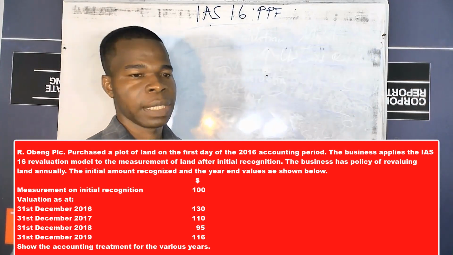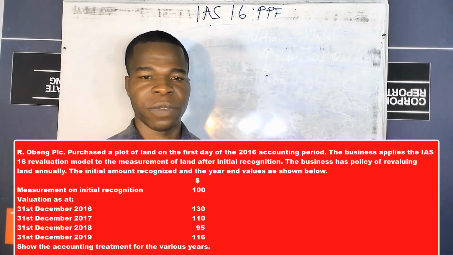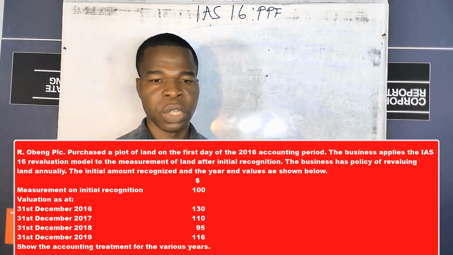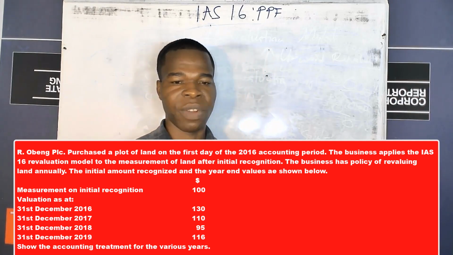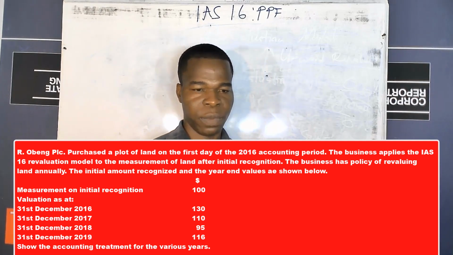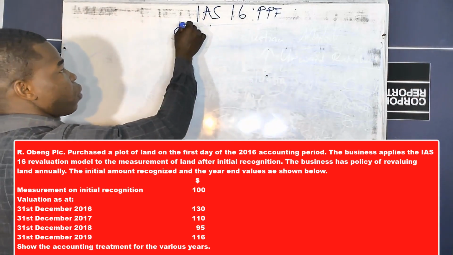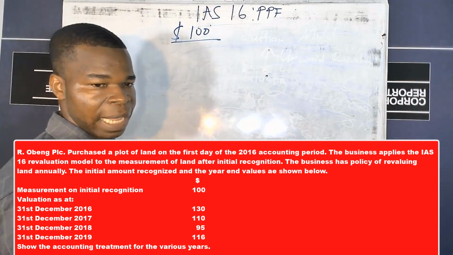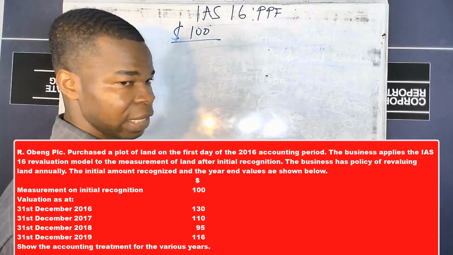We were told that Being PLC purchased a plot of land on the first day of the 2016 accounting period, and the business applied the IAS revaluation model to the measurement of the land after initial recognition. The business has a policy of revaluing the land annually, and the initial amount recognized and the yearly values are as follows. So the initial measurement: we were told that the asset initially cost $100. At the end of 31st December 2016, that is, the end of year one.